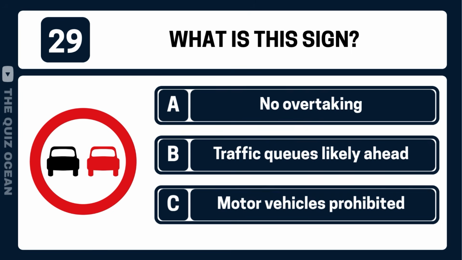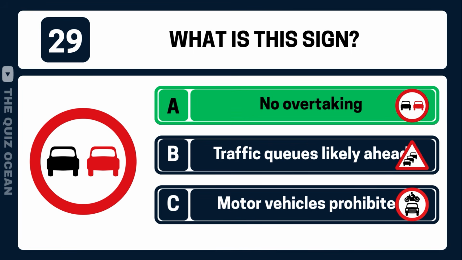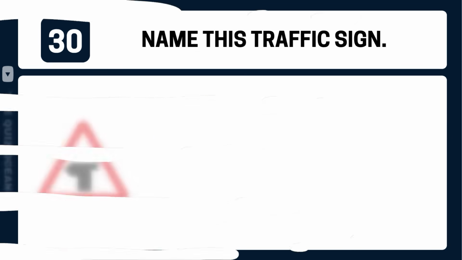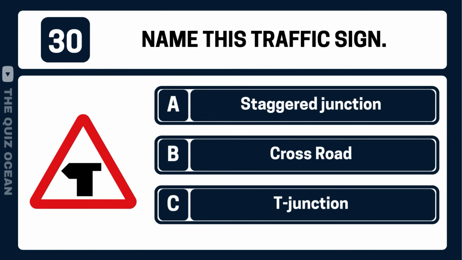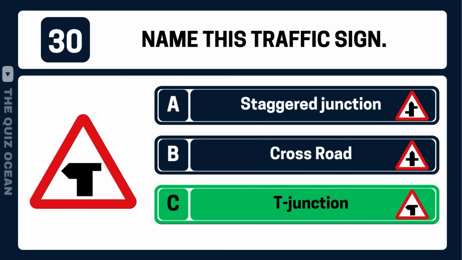What is this sign? That's right. This is the no overtaking sign. Name this traffic sign. Well done. This is the T-junction sign.